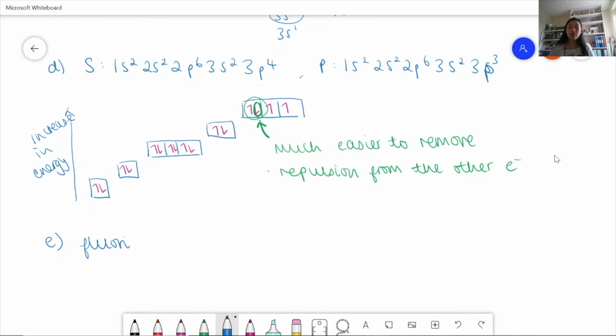Because in general, the ionization energy increases along a period because of the increasing nuclear charge. And so the outermost electron feels more attraction to the positive nucleus. And so it gets harder and harder to remove the outer electron when you go along the period. And so fluorine will have the highest first ionization energy. And the electron configuration of fluorine is 1s2, 2s2, 2p5.